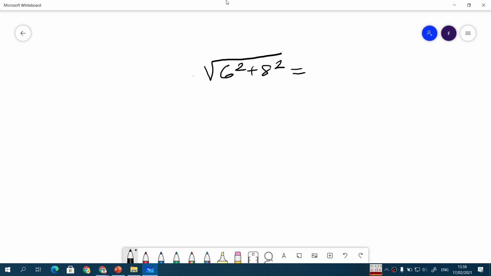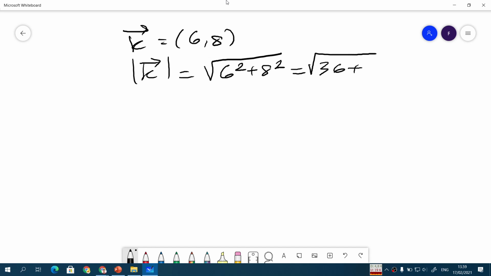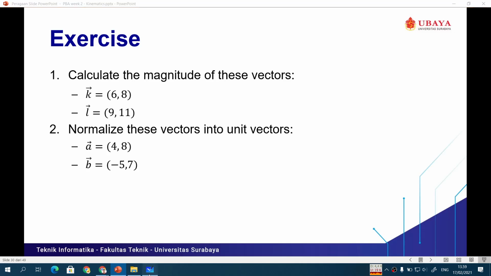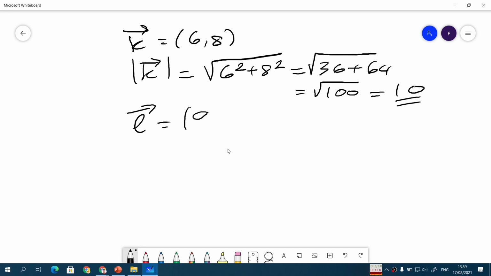Okay, so the result is 6 squared, 36, plus 8 squared is 64. So this will result in square root of 100, which equals 10. Okay, now it's your turn. If I have the vector L, 9 and 11, x equal to 9 and y equal to 11, please direct me how to calculate the magnitude of L.